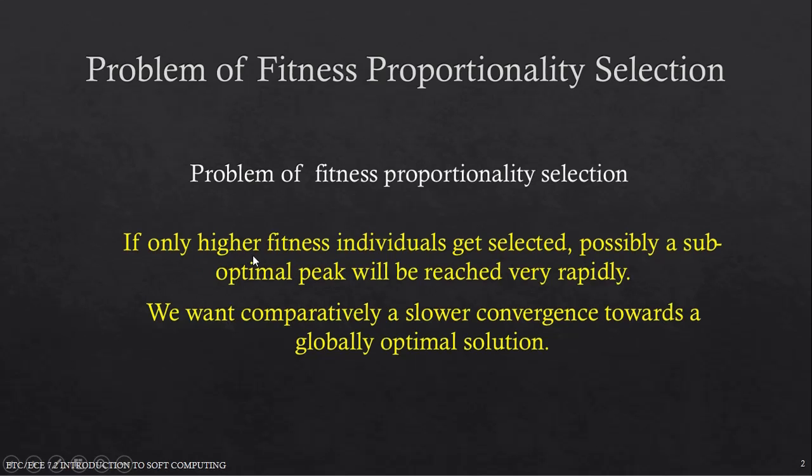If only higher fitness individuals get selected, possibly a peak will be reached very rapidly, but it may not be the global optimum. We need to have maybe a comparatively slower convergence, but towards a globally optimal solution. Therefore, we want to avoid the proportionality of selection to the fitness of the individual. It is as if we want to reduce the effect of high fitness and increase the effect of low fitness on the roulette wheel probability distribution.